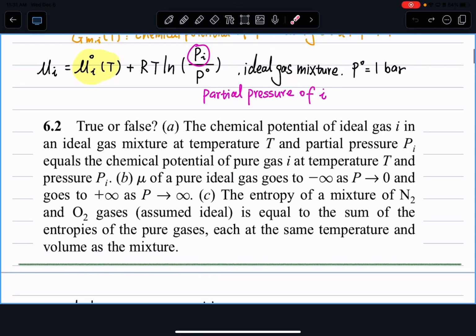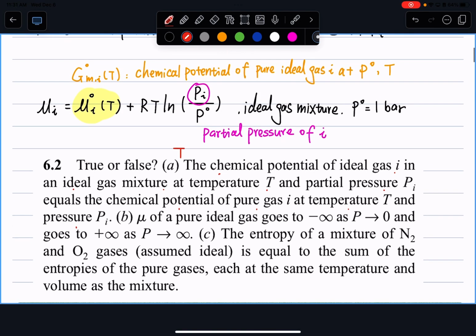And in this problem, let's do some true and false together really quick. The first thing: the chemical potential of an ideal gas I in an ideal gas mixture at temperature T and partial pressure PI equals the chemical potential of pure gas at temperature T and pressure PI. So this one is true because we don't care about whether or not that pressure is in a mixture or as itself, right?